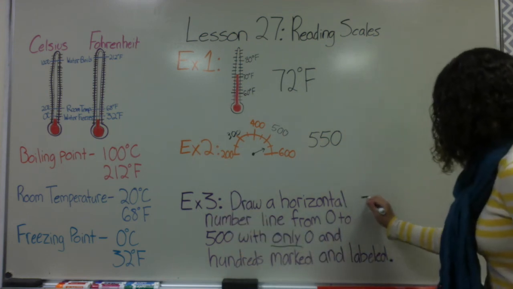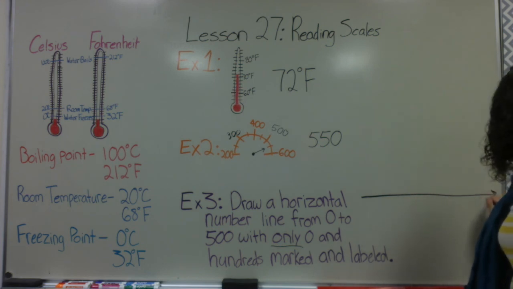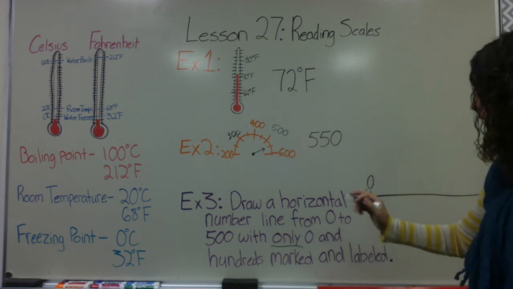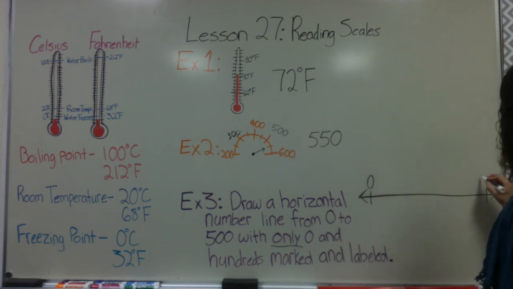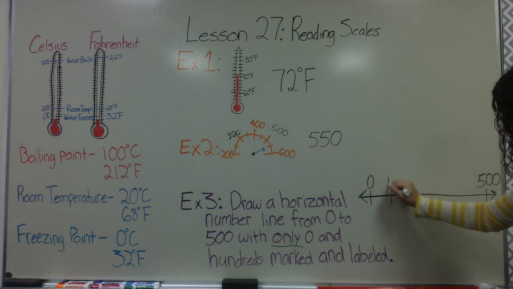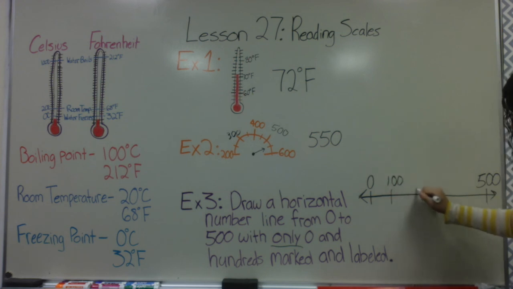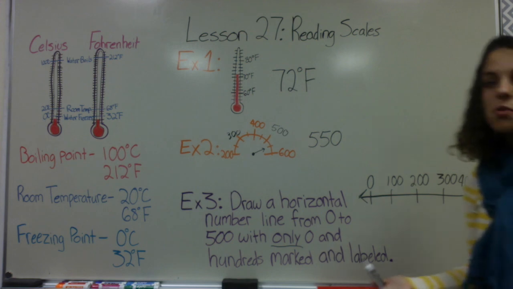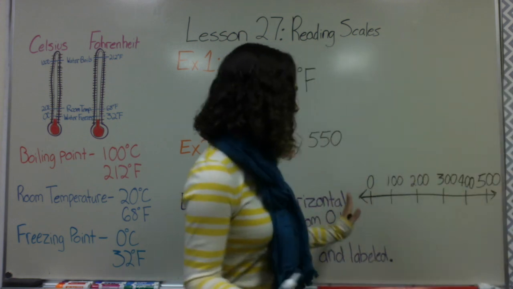So I'm going to go ahead and draw my number line. I'm going to start with 0 because that's what it says to begin with. It's from 0 to 500. I'm going to have 500 here at the end. There we go. And I'm going to go ahead and count. There's 100, 200, 300, and 400. And there's my number line with 0 and hundreds marked and labeled.